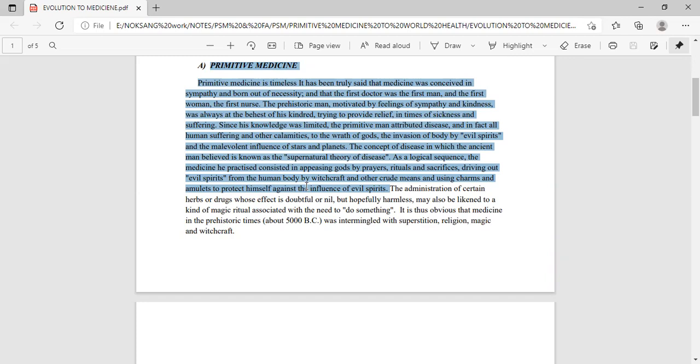So they just take out the herbs. They go to the jungle, they eat some herbs, they know some fruits that can heal certain sicknesses like stomach pain. So all these things came out through the necessity of human beings, and the first doctor was the first man, and the first woman the first nurse. According to Christian beliefs, the first man was Adam and the first woman was Eve.